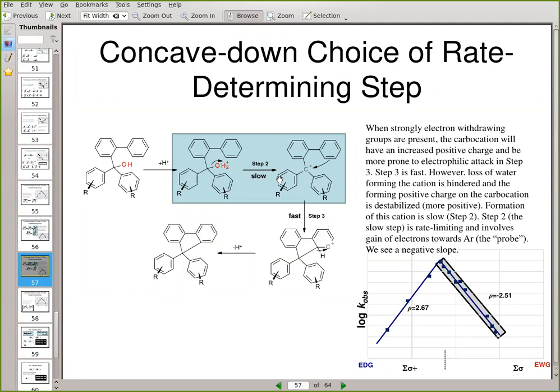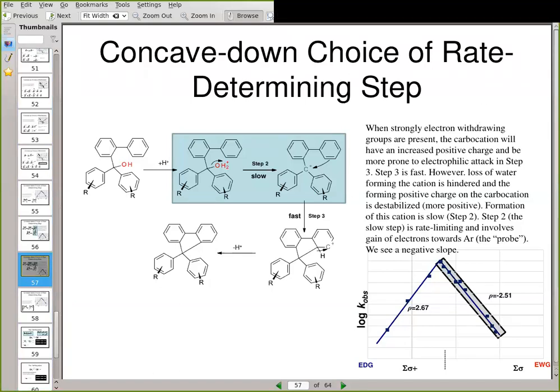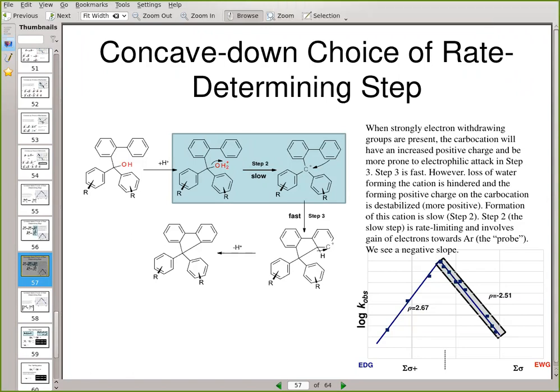Okay. Any other questions? Okay. If not, then we'll have a look at some interesting cases tomorrow, variations on the Hammett equation, and tomorrow will be our last lecture.